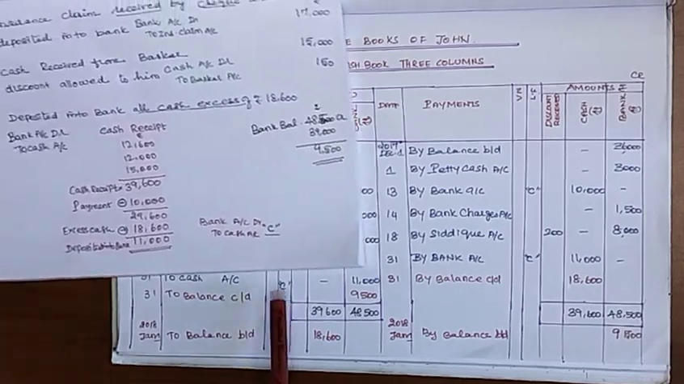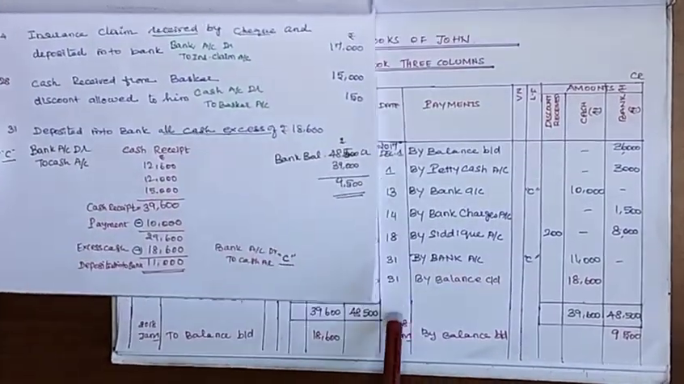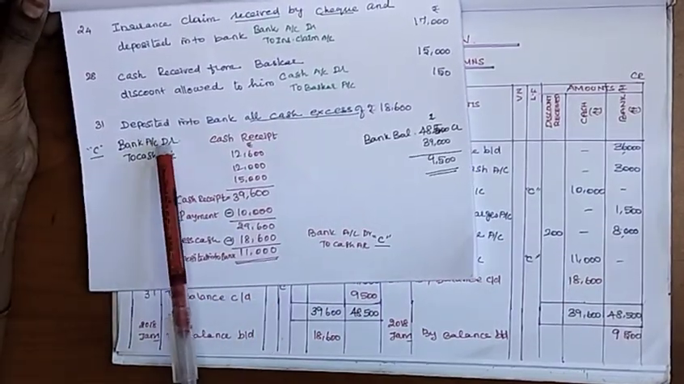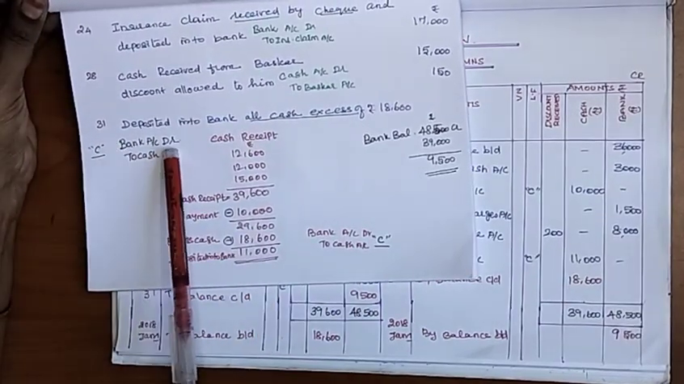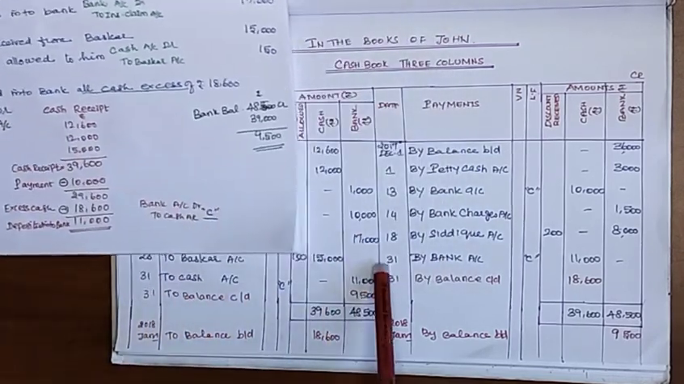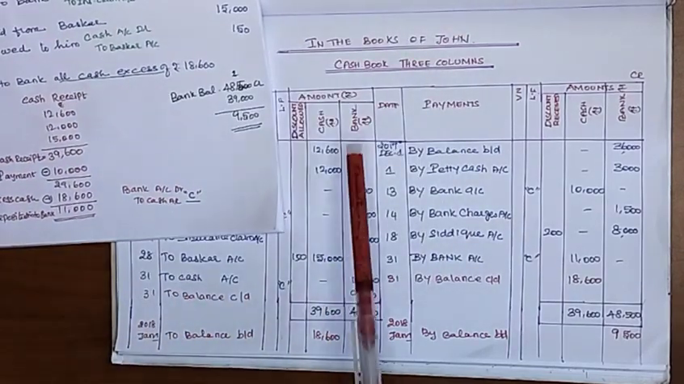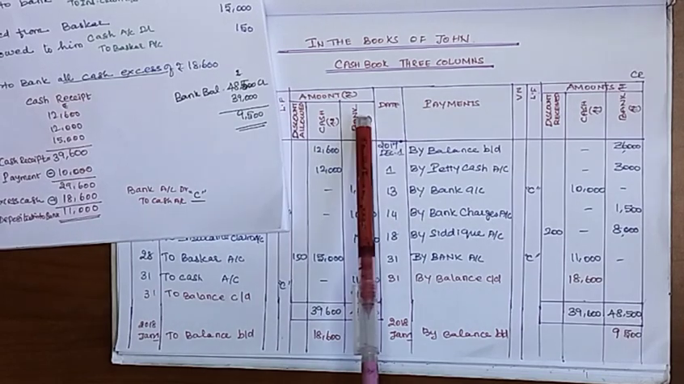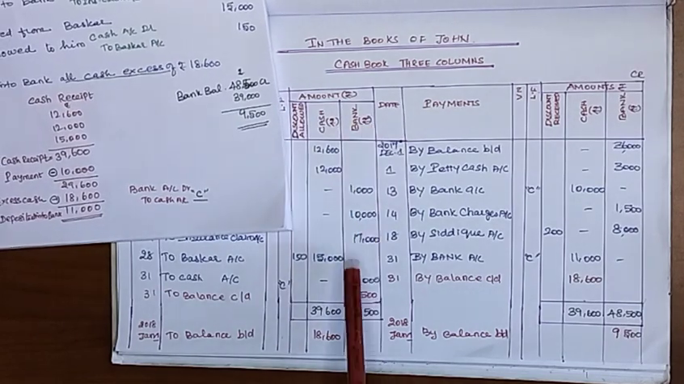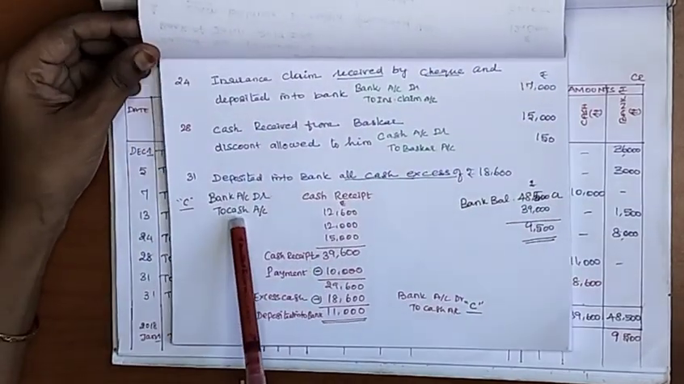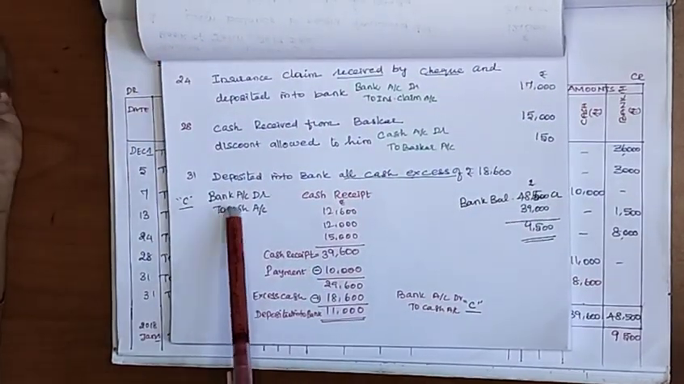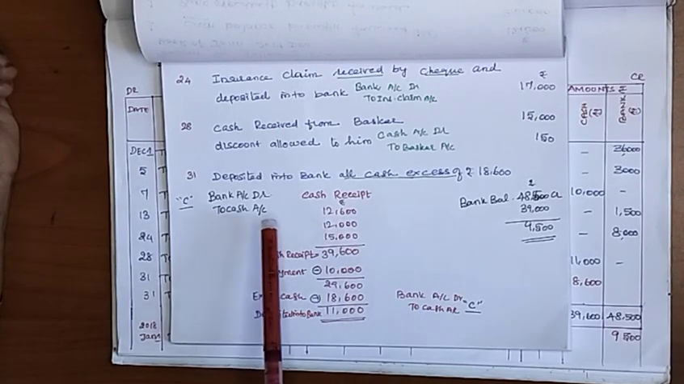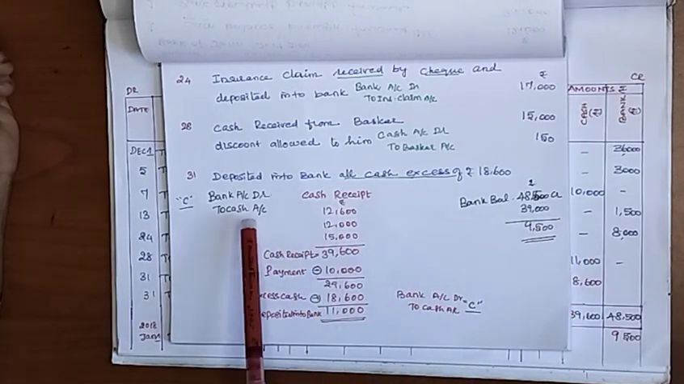Then where do you enter that 11,000 rupees? On the debit side, bank column, we enter the 11,000 rupees. Are you clear? Okay. The next account is, this is the contra entry only. We go and enter the contra side also.